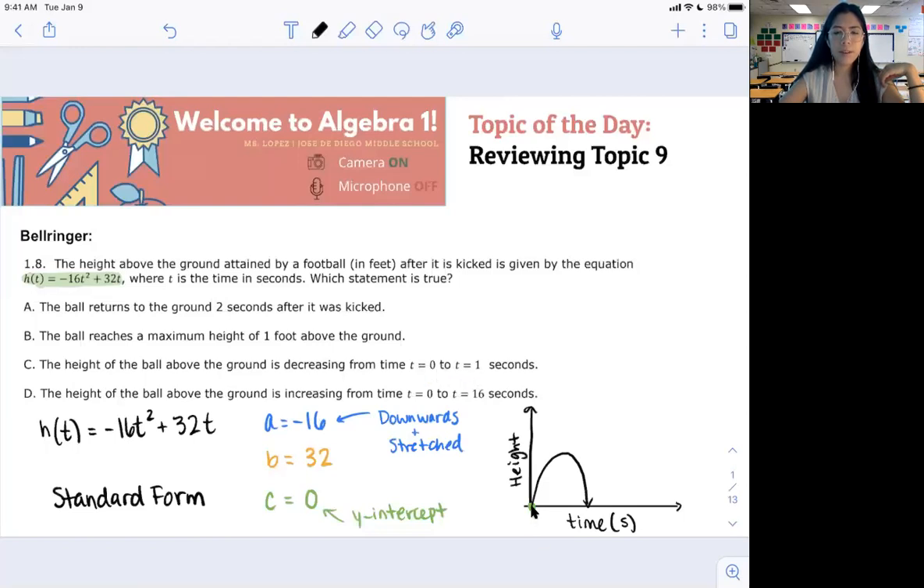So think about what's happening with this graph. This is the 0. I don't know where the 1 is yet, but would it make sense that the height would be decreasing from 0 to wherever 1 is? Let's say 1 is over here. Is the ball decreasing from 0 to 1? No, it's increasing. So is this a reasonable answer?